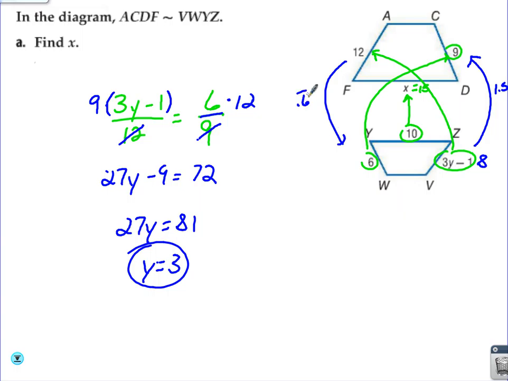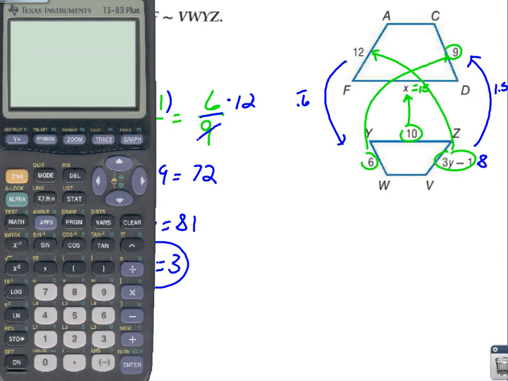So the way you can check that, take 8, multiply it by that 1.5, and you should get 12. And you do. Take 6, multiply by that 1.5, you should get 9. Take 10, multiply by 1.5, you should get 15. Or you can do it in the other direction. Take 12, multiply by 0.6 repeating. How do you do that? You enter your calculator, you do.